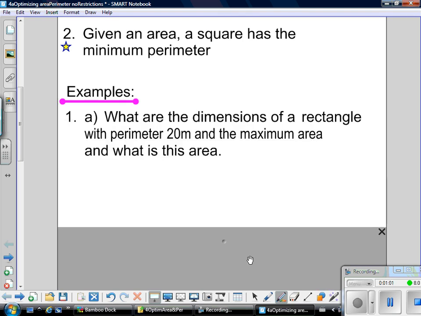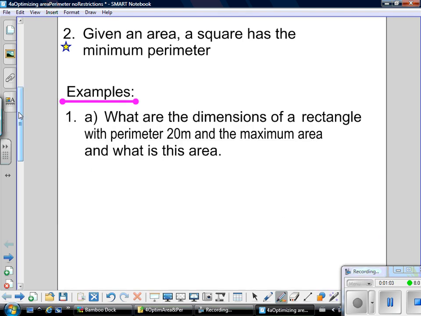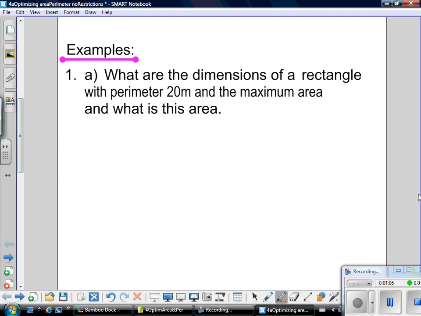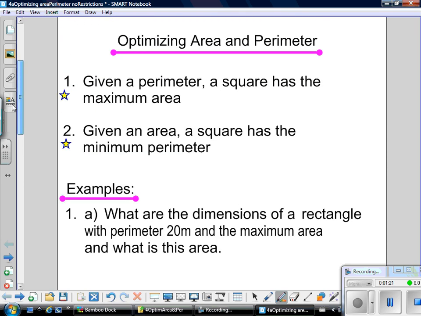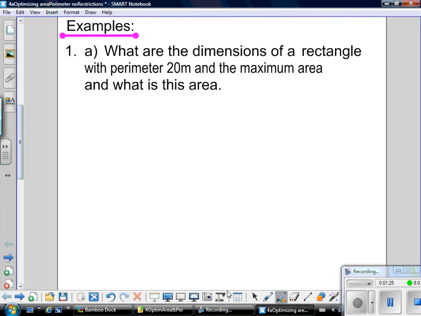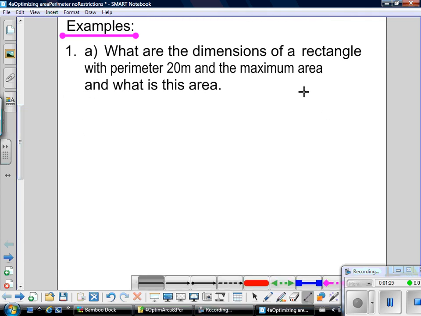So let's look at our first example. It says, what are the dimensions of a rectangle with perimeter 20 meters and a maximum area, and what is that area? So the first thing we need to remember is the part that I started with, and that was the maximum is a square. So the first thing I'm going to do is very quickly draw a square.